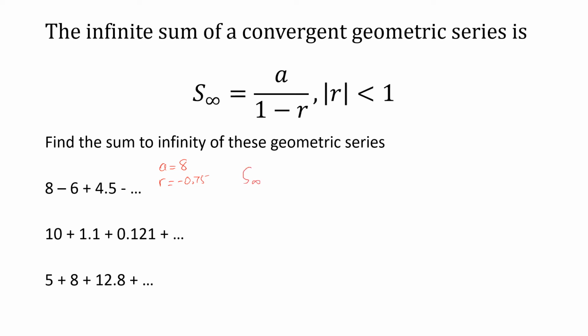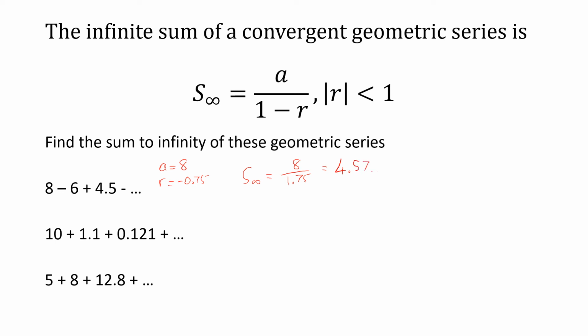The sum to infinity here is equal to a, so 8 over 1 minus minus 0.75, so that would be 1.75. And so we would have 4.57 is apparently what that tends towards.